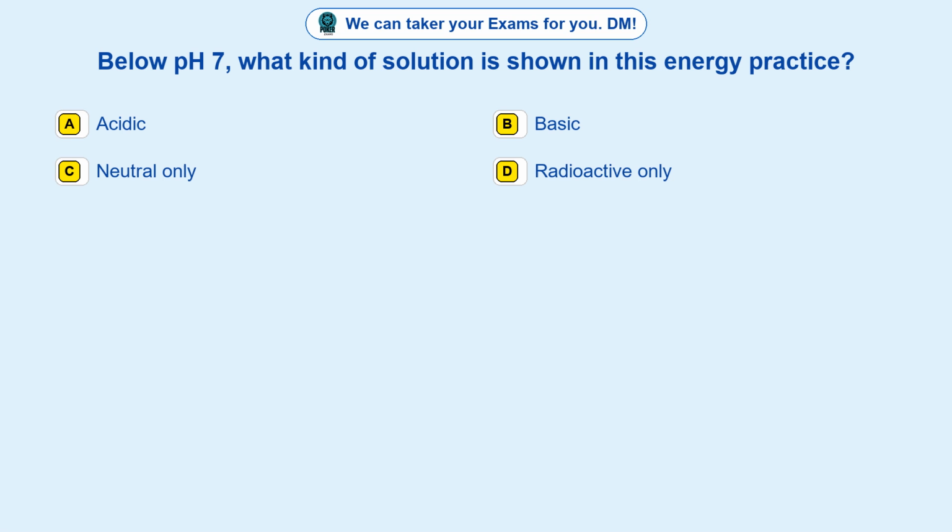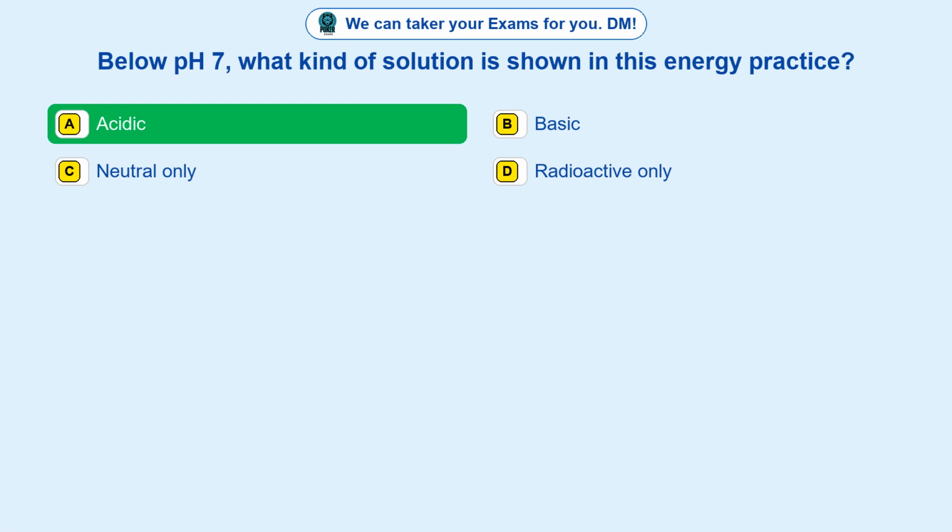Question 35. Below pH 7, what kind of solution is shown in this energy practice? Option A, acidic. Option B, basic. Option C, neutral only. Option D, radioactive only. The correct answer is option A.